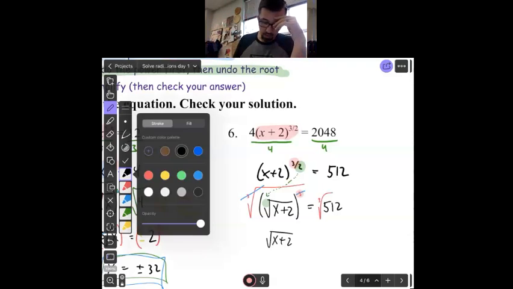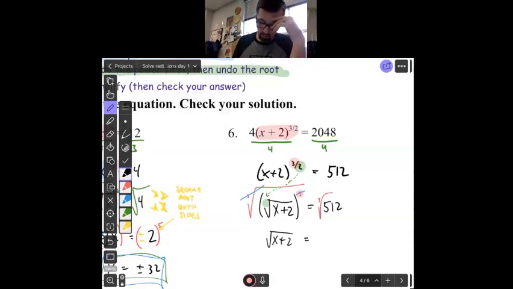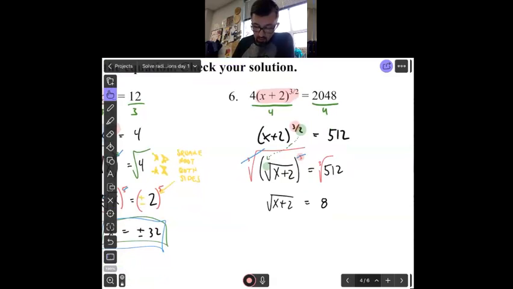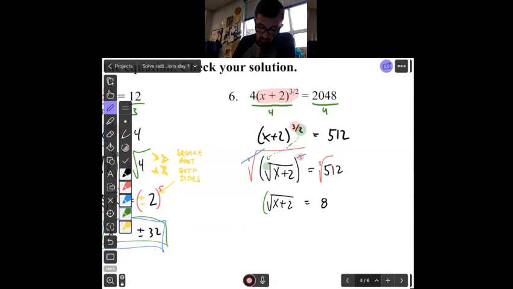Then we go over to our chart and we say, well, what is the cube root of 512? We see that it's equal to 8. And since we're taking a cube root there, we don't need to worry about the plus minus, right? It's not a square root, it's a cube root. Okay? And so then square root of x plus 2 is equal to 8. We need to get rid of that square root. We get rid of square roots by squaring both sides.